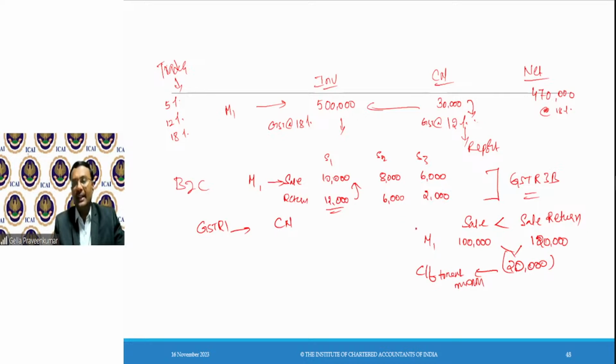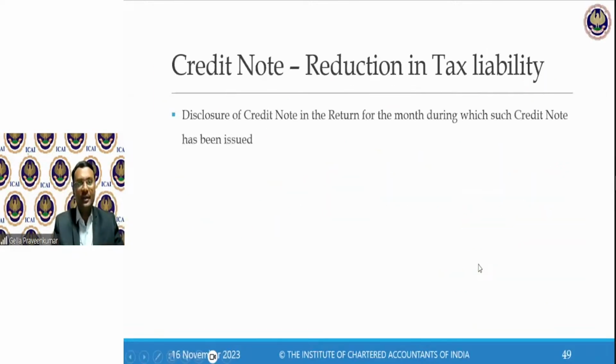So what if in the subsequent months I don't have any turnover? Then whatever tax you have paid on this amount, claim a refund from the GST department. Because you paid tax more than your supply, whatever tax you have paid, you can claim a refund. The GST law permits me to claim a refund. This is what we need to understand with respect to credit note.